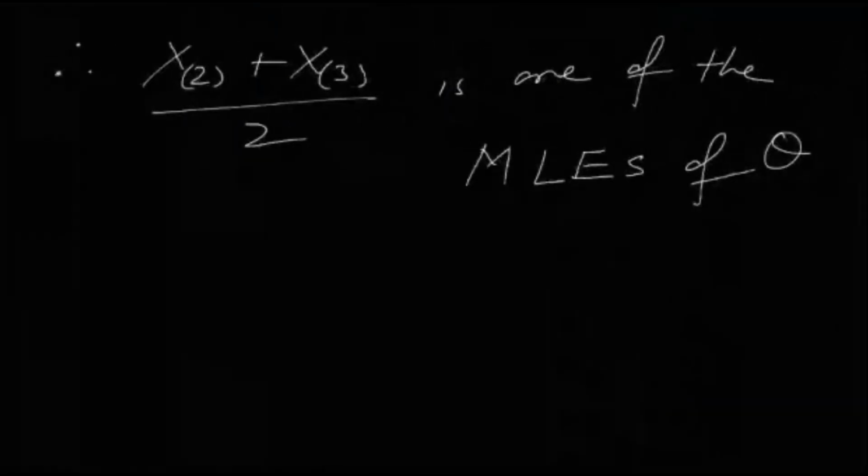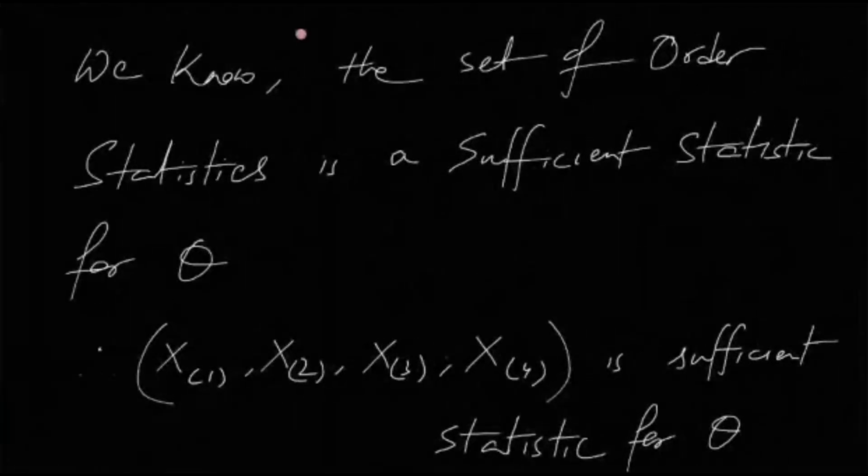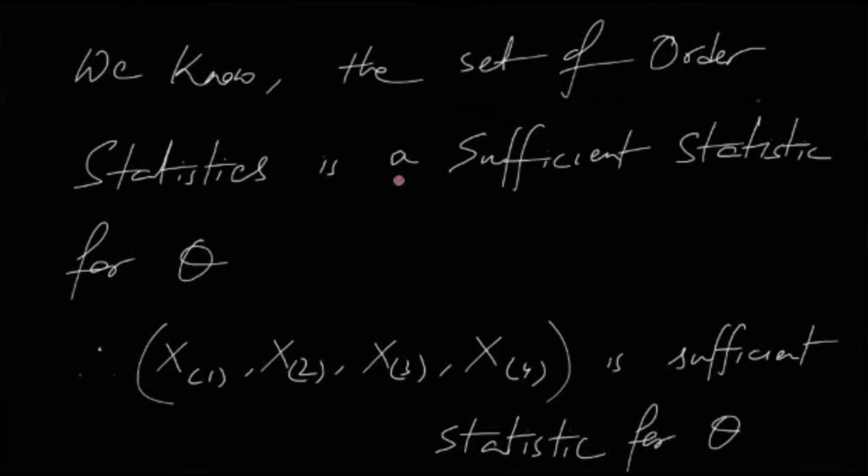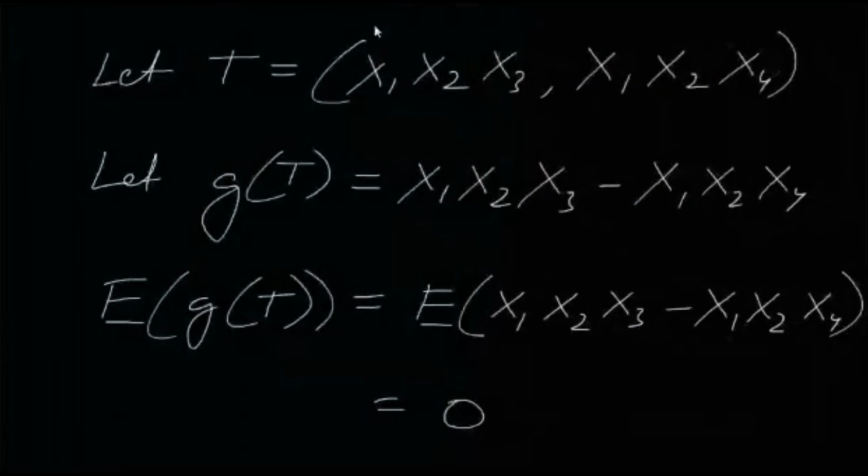Now option B says that the set of order statistics is a sufficient statistic for theta. It is obviously true, right off the bat, because we know that the set of order statistics is always a sufficient statistic for the parameter theta. We can even easily prove that. So obviously option B is also true. It is sufficient for theta. Now the only thing that remains is the complete statistic part.